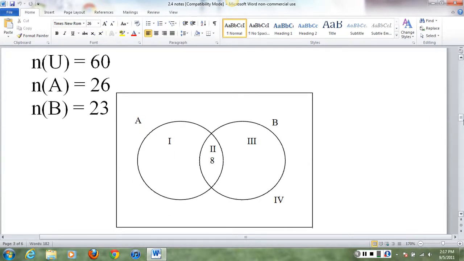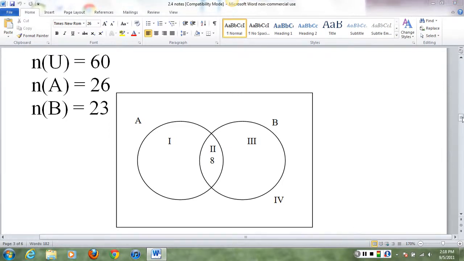So again, same type of problem. This time the universal has 60 elements, A is 26, B is 23, and there's 8 common. So put me on pause, give yourself a minute, and figure out what the remaining sections would be.